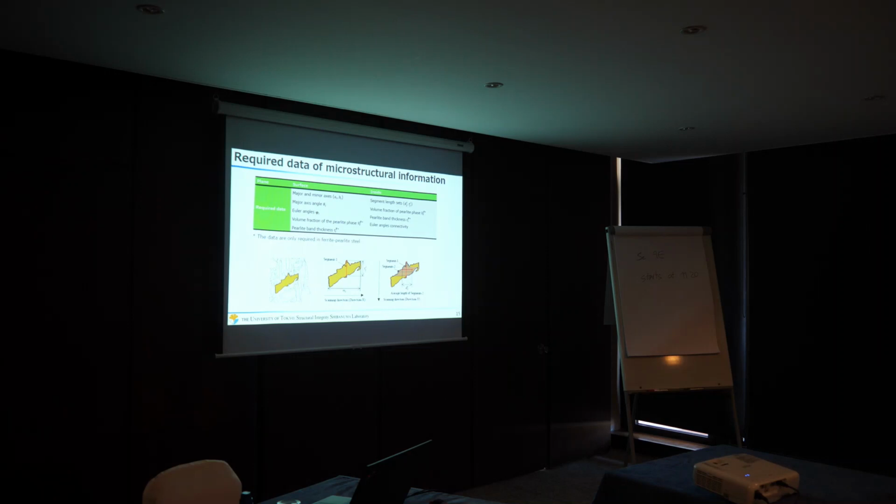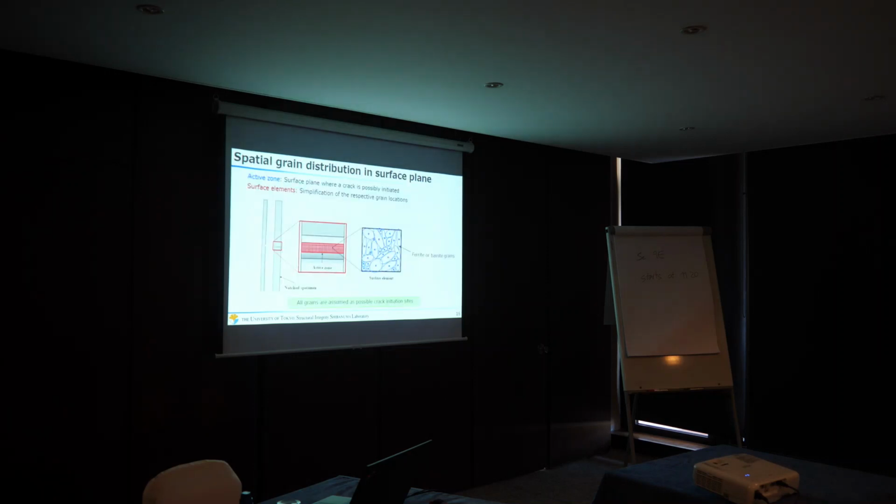So with this information, we generate the spatial grain distribution in the surface plane. The active zone is the surface plane where a crack can possibly initiate, and the surface element is the simplification of the respective grain location. So all the grains are assumed as possible crack initiation sites in our model.